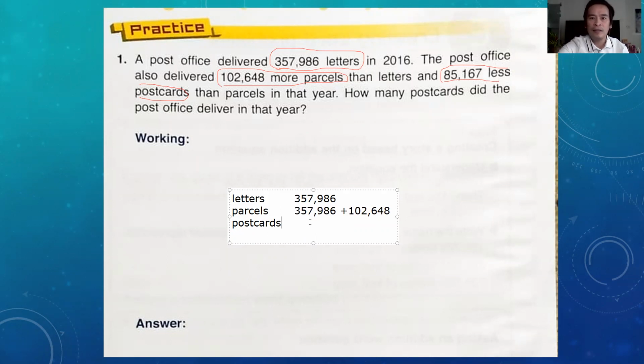The postcards says less postcards than parcels. So you have to write here minus because of the keyword less. So it's 8 minus 85,167. Right? But because it's less than parcels, you can use the parcels. Look at the parcels. This is the parcels, right?